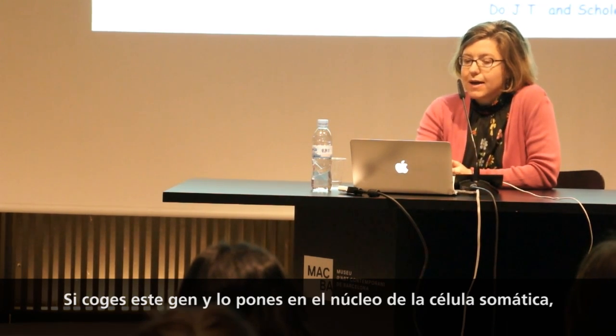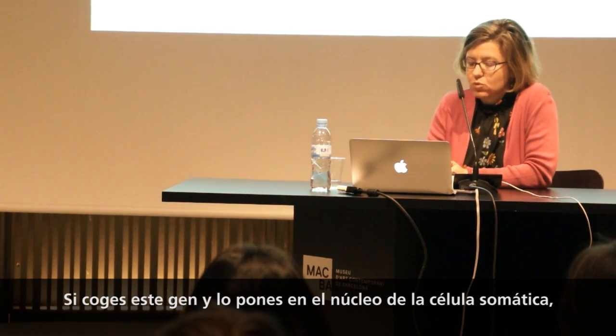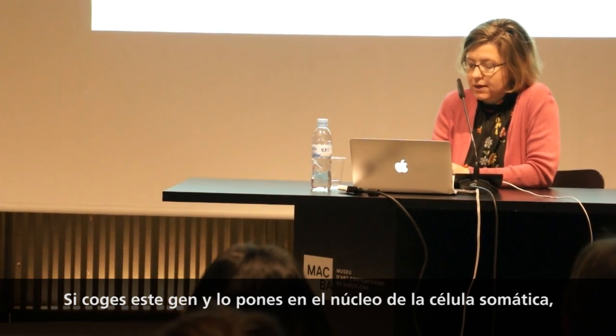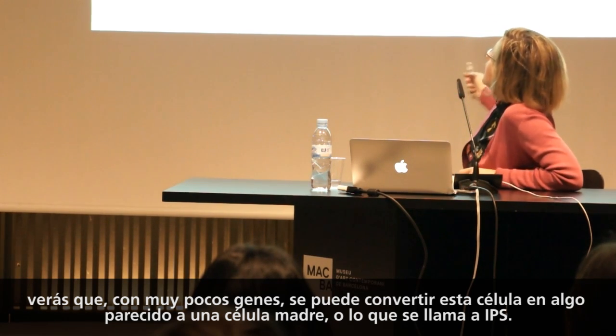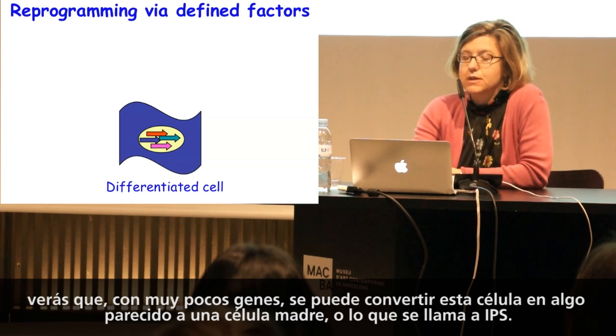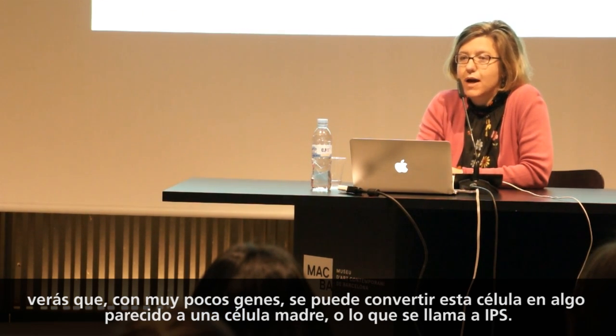You take these genes and you put them into the nucleus of the somatic cell. What you will have is that with very few genes you can convert this cell into a stem cell-like cell, what is called an iPS cell.